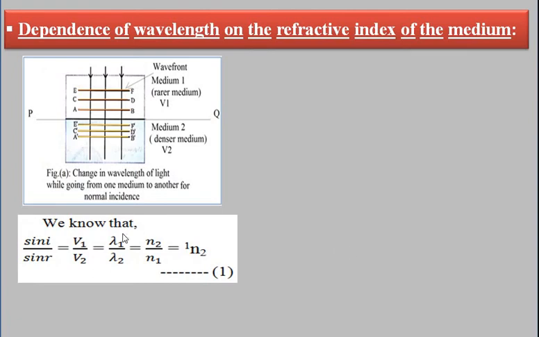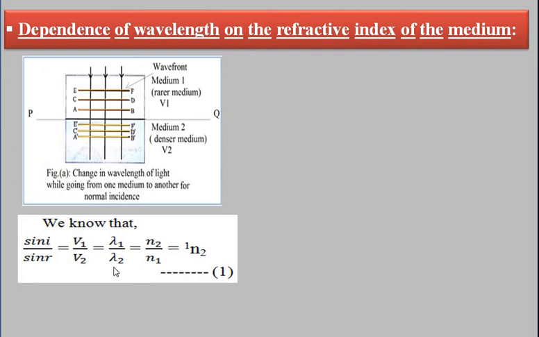We have seen this relation in 11th standard, that is sin i divided by sin r is equal to v1 upon v2 is equal to lambda 1 upon lambda 2 is equal to n2 divided by n1, which is equal to n21. If we calculate the refractive index in terms of angle, we use the relation sin i upon sin r is equal to n21. If we calculate the refractive index in terms of velocity, we use the relation refractive index is equal to v1 upon v2.